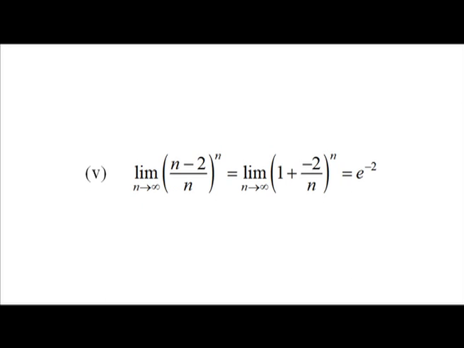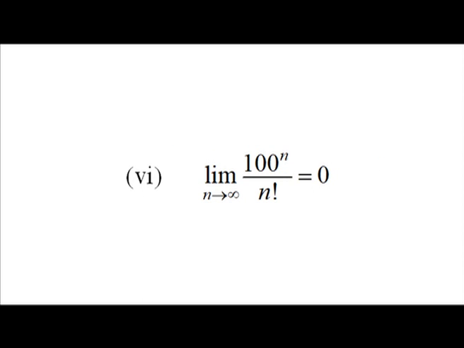Fifth one, the limit of n minus 2 upon n whole power n as n approaches infinity equals the limit of 1 plus negative 2 upon n whole power n as n approaches infinity, which is equal to e power negative 2 using formula 5 with x equal to negative 2. Sixth one, the limit of 100 power n upon n factorial as n approaches infinity is 0 using formula 6 with x equal to 100.